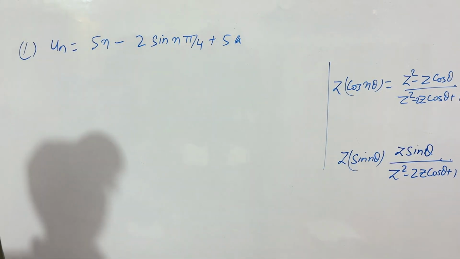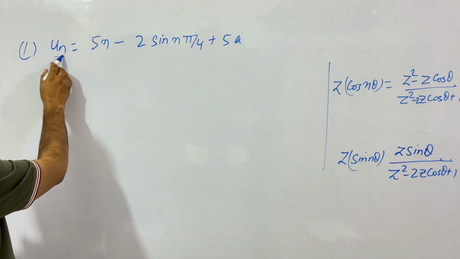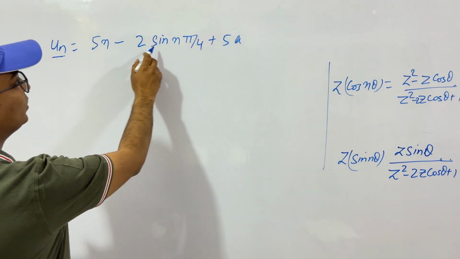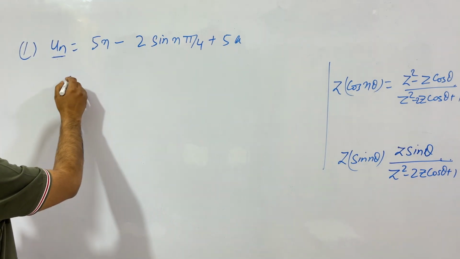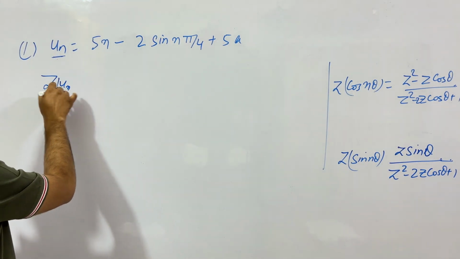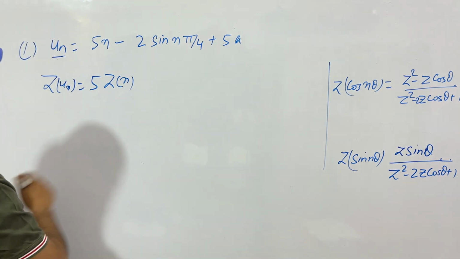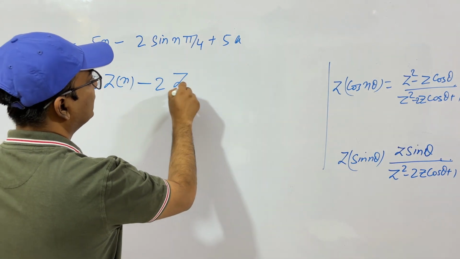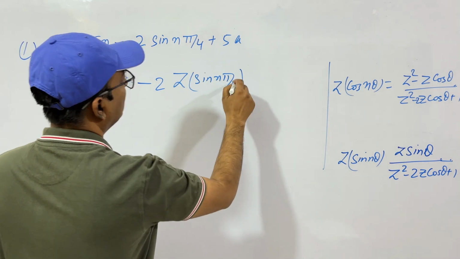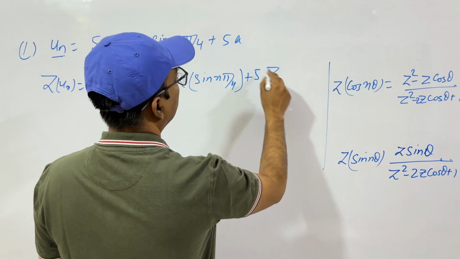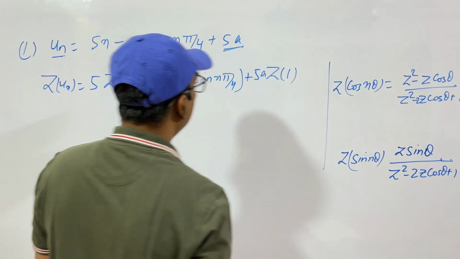So knowing all the standard results that we have just deduced, let's find the z transform of this discrete function, that is 5n minus 2 sin(nπ/4) plus 5a. So what we do, taking z transform of this, this will be 5 times z transform of n, minus 2 times z transform of sin(nπ/4), and then plus z transform of 5a, which is a constant, so 5a times z transform of 1.